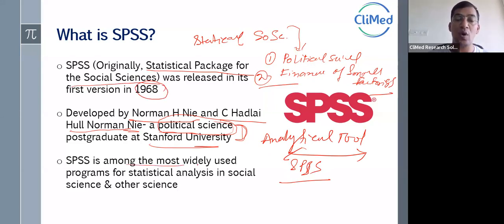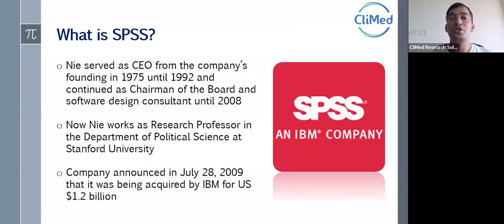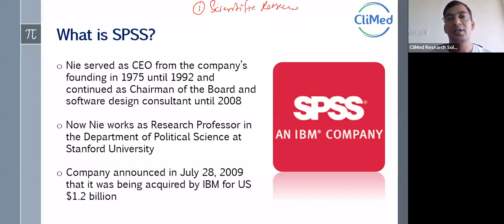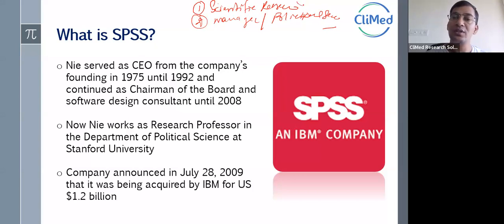SPSS is among the most widely used programs for statistical analysis in social sciences and other sciences now. Right now, it is used in multiple things. The best part, what you are looking for, is that it is used in scientific research. But the major use of SPSS is still in management and political science. As we are from a science background, we use the tools of SPSS in clinical research, statistical counting and statistical analysis of trials. In statistical trials, we use this SPSS software and work on it to get the results of whatever trial or study we are doing.